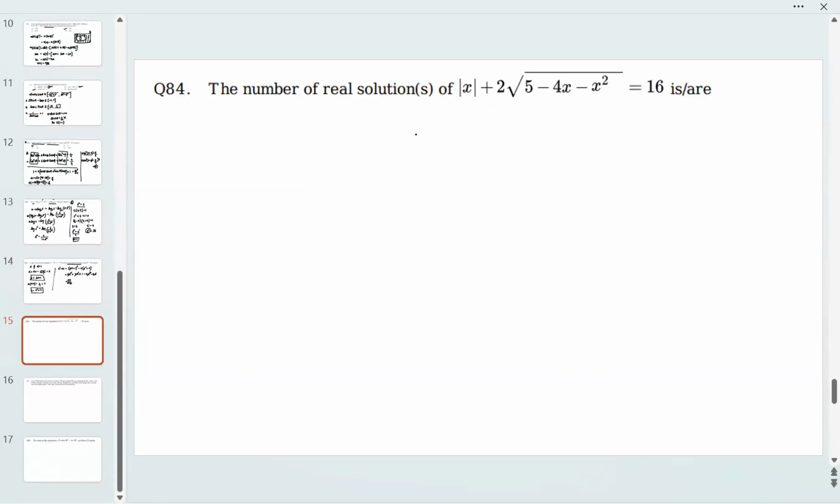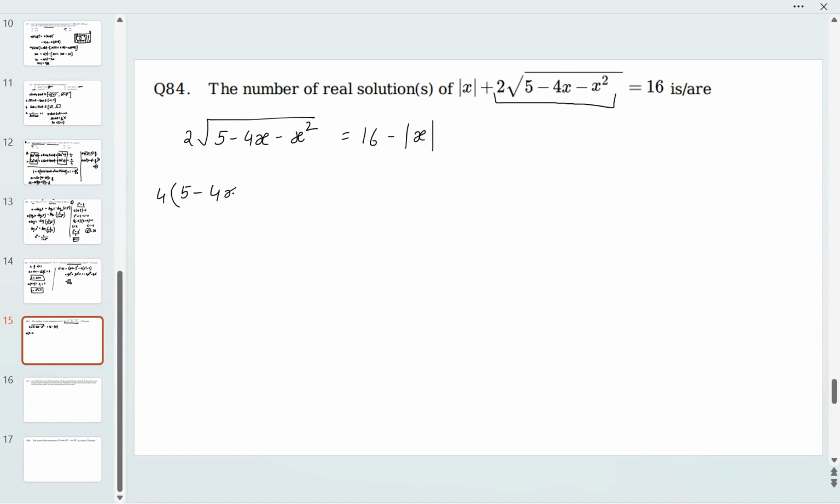Next, the number of real solutions. Good question. If we want to solve this equation, basically we need to get rid of the root. And there is only one way to get rid of the root, that is by squaring on both sides. But before squaring, let this be on one side. We will take mod x on the other side. So my equation will become 2 under root of 5 minus 4x minus x square is equal to 16 minus mod x. If we square on both the sides, we will get 4. The root will get cancelled.